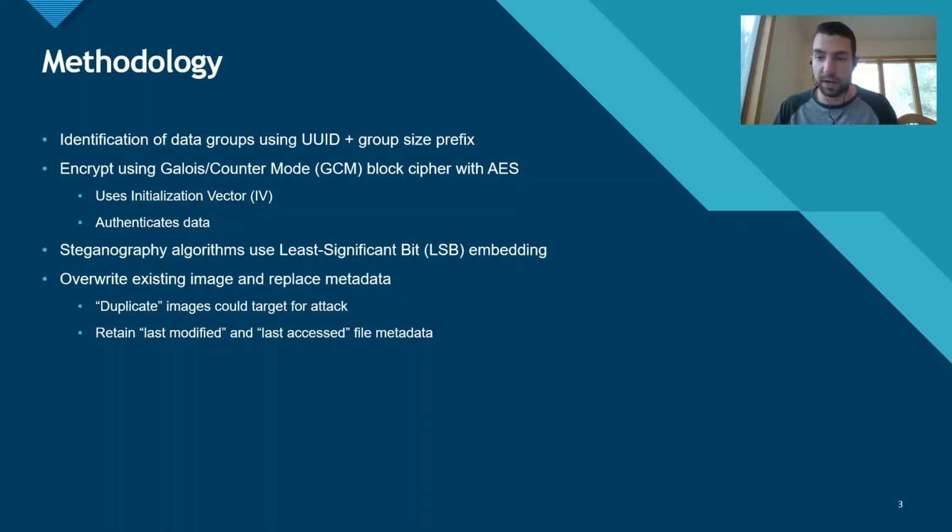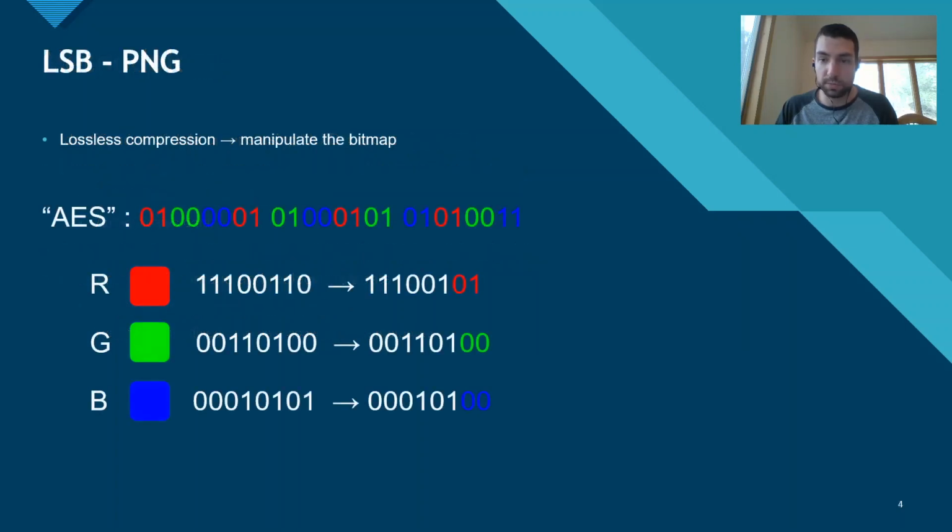The steganography algorithm uses a least significant bit embedding technique to hide the data within the image, which we'll see next. And finally, to make the process inconspicuous, we'll overwrite the existing images so we do not produce duplicates. In addition, we'll retain the last modified and last accessed metadata for the files so we don't leak information about the image groups.